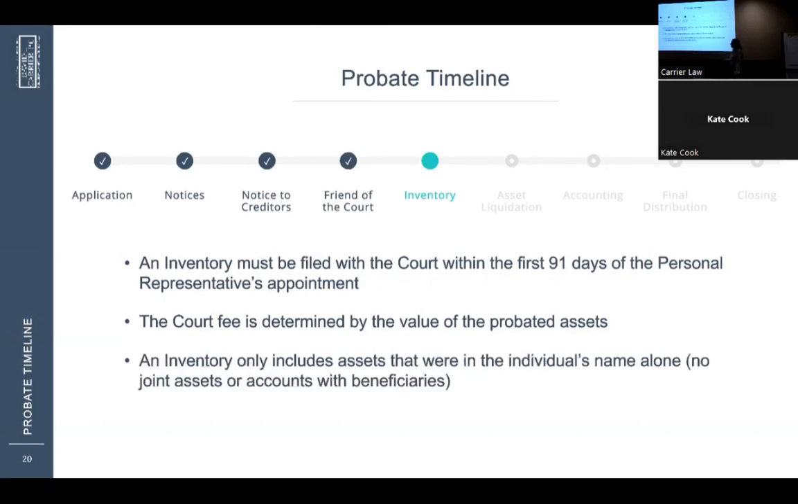An inventory only includes assets that were in the individual's name alone. So if there were any accounts that were joint, those do not go through probate. Those would automatically go to the remaining individual named on the account.